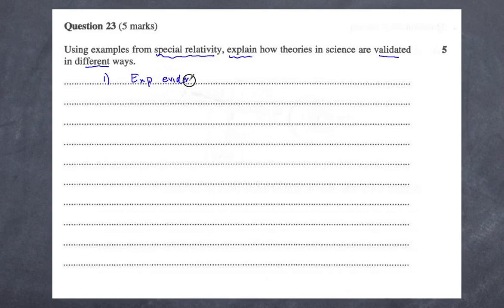Experiments have been designed to test the various theories. And the example you could use in this case is the atomic clocks on the plane. And those, of course, you need to talk about a bit further. You need to talk about the fact that they're going in different directions. And as a result, we show time dilation. That's the cause and effect of that particular thing. So this experiment validates special relativity.